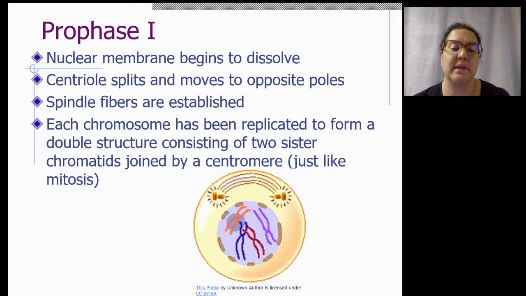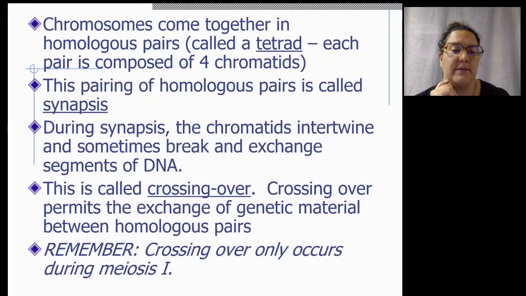But similarly, you will see the nuclear envelope dissolving, as well as those chromosomes formed into an X shape. Again, those are the keys we're looking for in prophase. Now, each chromosome has been replicated to form a double structure consisting of 2 sister chromatids joined by a centromere, just like in mitosis. So we have those X-shaped chromosomes. So chromosomes come together in those homologous pairs called a tetrad. And each pair is composed of 4 chromatids.